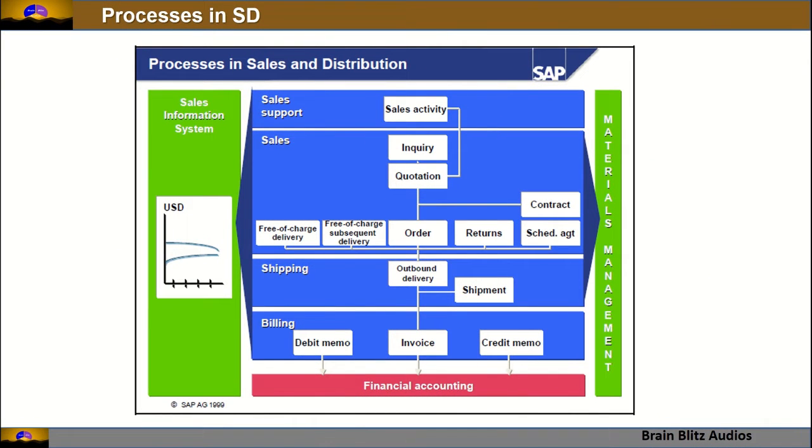If you look at this diagram, it talks about the processes in SD. Processes in SD means the functionalities available in the SD module, which you will be able to map. For example, the first one is sales support. Sales support is what we know as sales activity. Normally, for sales support, in most cases people will use the CRM module, or you can say CRM systems, to map it. Like for example, sometimes you identify a prospect.